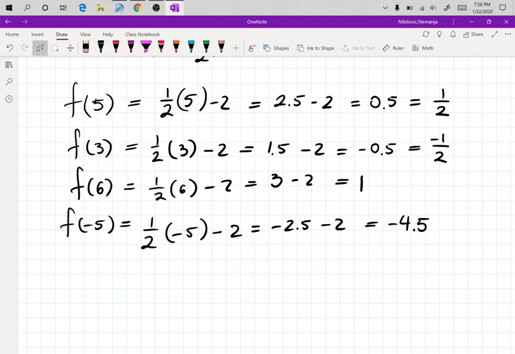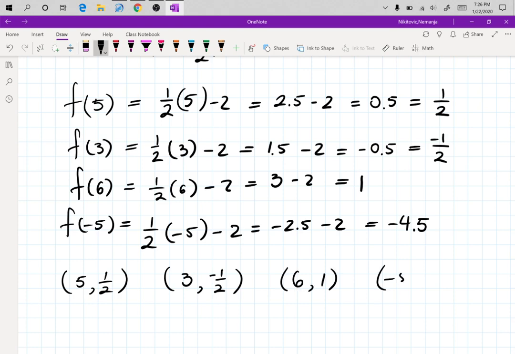What I got are 4 ordered pairs (x, y), which I can graph and then connect with a straight line. The first one is (5, 1/2). The next one is (3, -1/2). The next one is (6, 1). And the next one is (-5, -4.5). -4.5 is -9/2. If we can flex, we should flex.